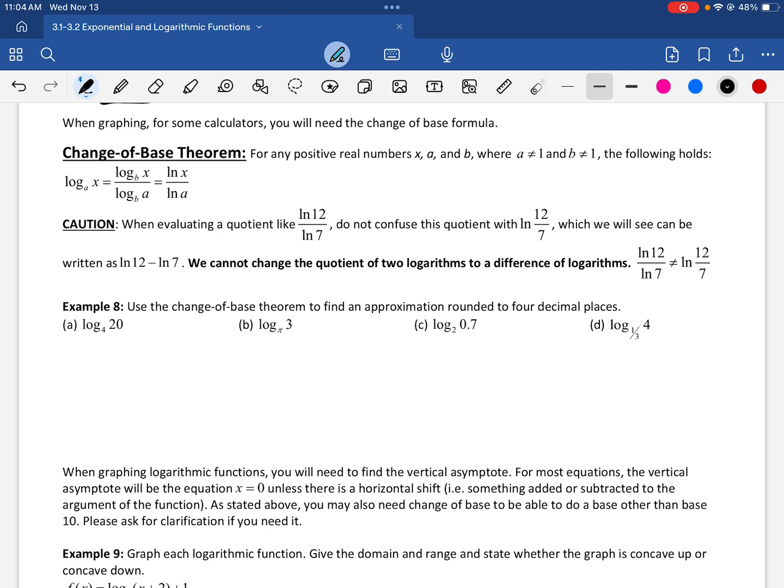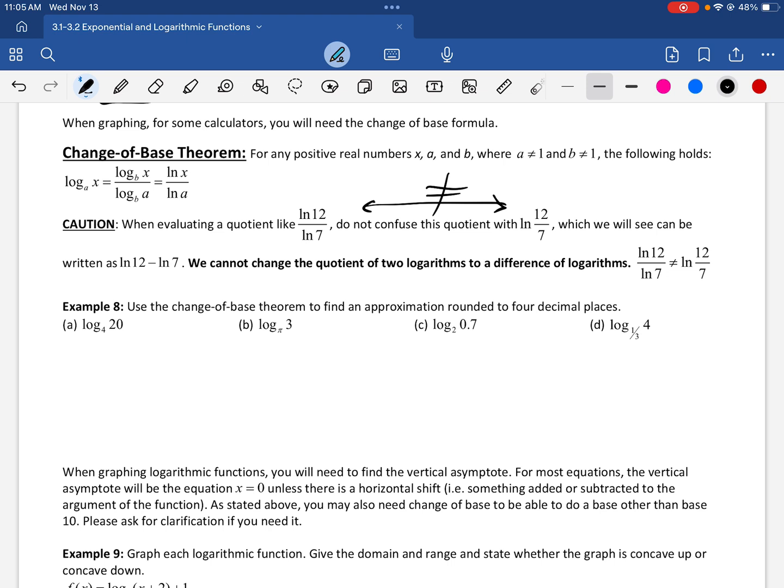It is log base a of x is equal to log base b of x divided by log base b of a. Caution when evaluating a quotient like natural log of 12 divided by natural log of 7. Do not confuse that with natural log of 12/7. Those are different. So these two right here are not equal to one another. Make sure you notice that natural log of 12 divided by natural log of 7 is different from natural log of 12/7.